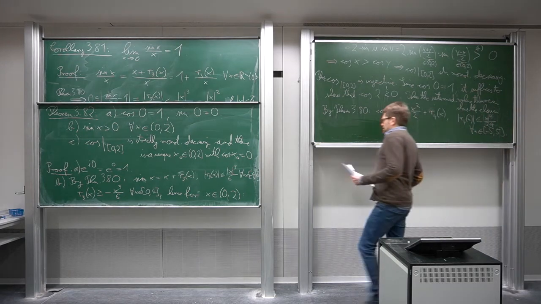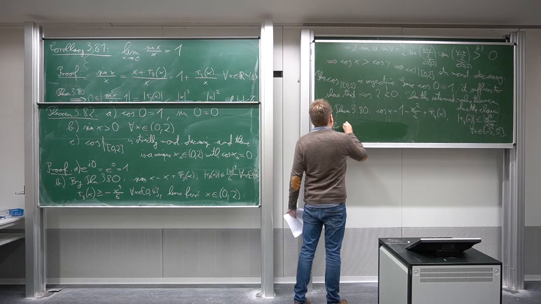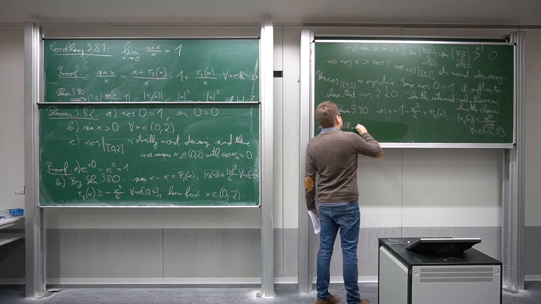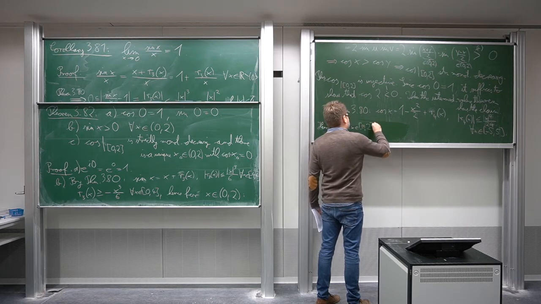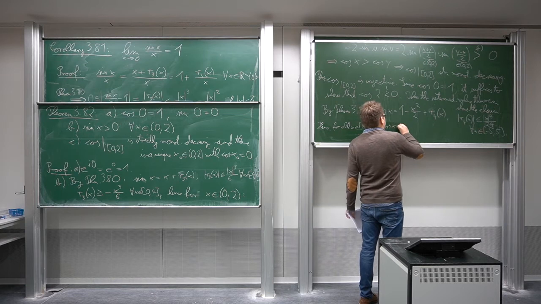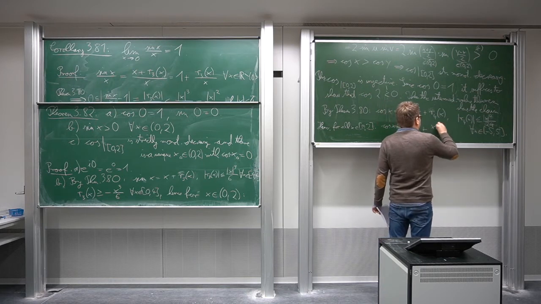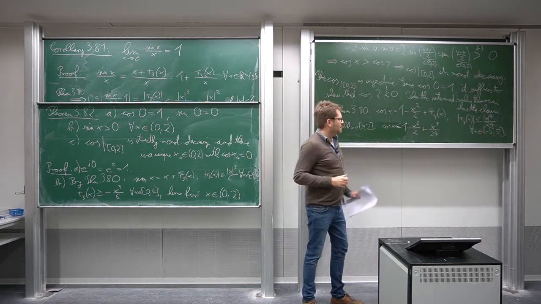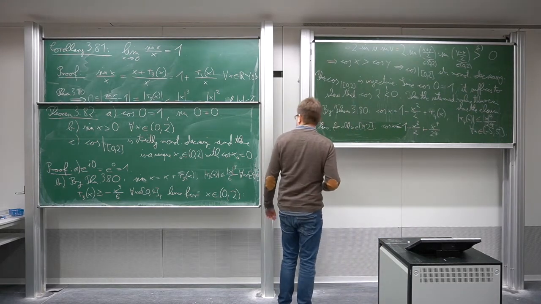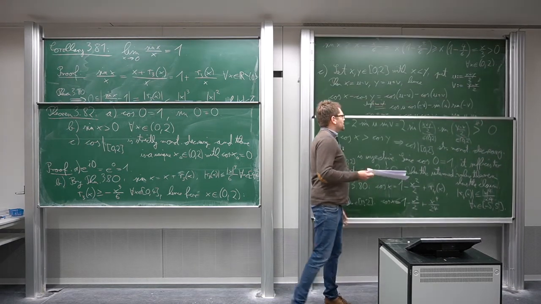So this means, hence, for all x between 0 and 2, the cosine of x is smaller than or equal to 1 minus x squared over 2 plus x to the 4 over 24. And now we just need to insert x equal to 2, and now I've run out of space, so I do this after erasing.